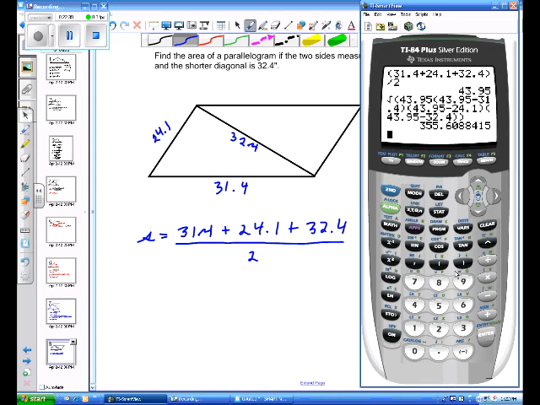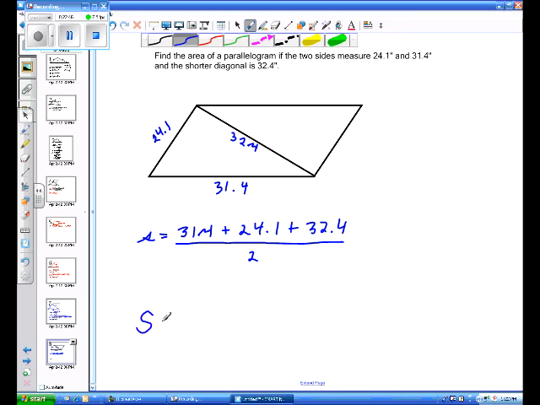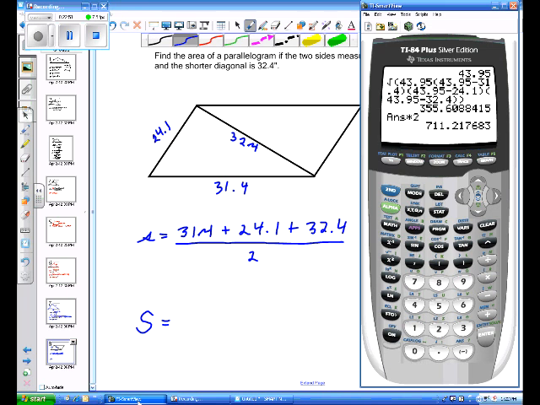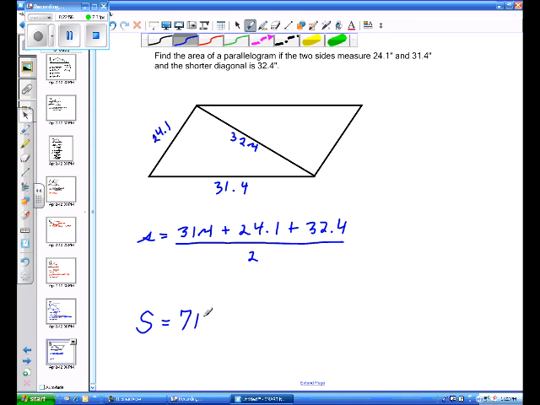I'm going to have two of those, so times 2. So the area of my whole parallelogram would equal 711.2 square inches. And so you can find then areas of figures. So these are some formulas that we have for finding areas of triangles.